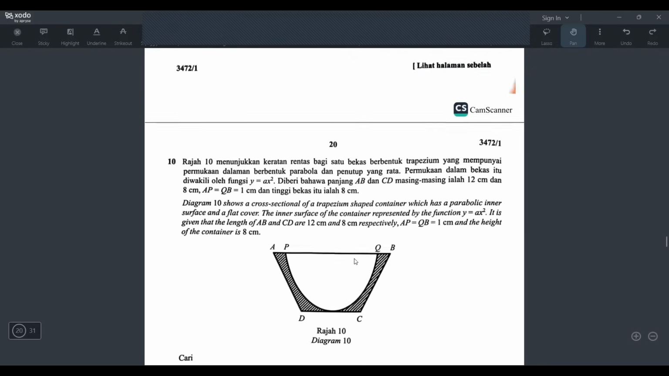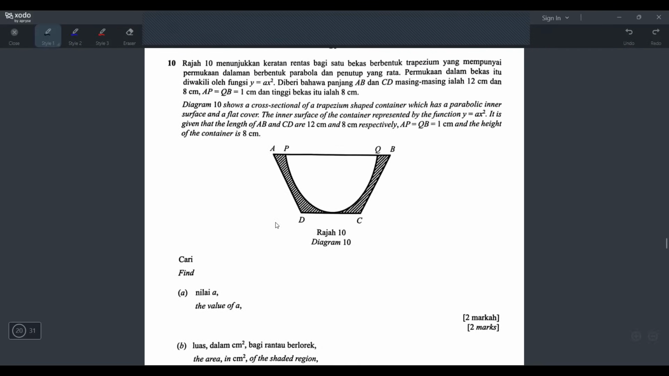Hope you understand. Okay, let's continue with question number 10. Let's read. Diagram 10 shows a cross-section of a trapezium-shaped container which has a parabolic inner surface and a flat cover. Let's read again. Cross-section, trapezium-shaped container. Okay, this is a container. Parabolic inner surface. So the inner surface is a parabolic curve and a flat cover. Okay, the inner surface of the container represents the function y equals ax square.